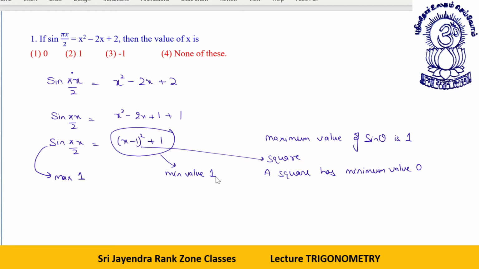Minimum value 1. Why? Because this is 1 plus a square. A square has a least value of 0. So this is 1 plus something. Getting it? This expression has maximum value 1 and this expression has minimum value 1.